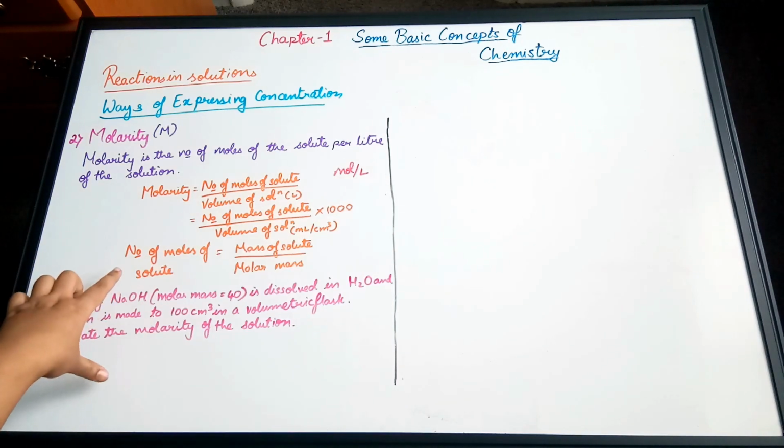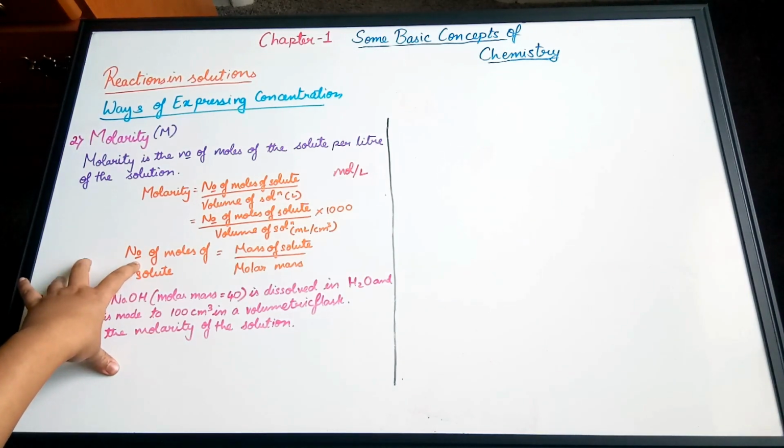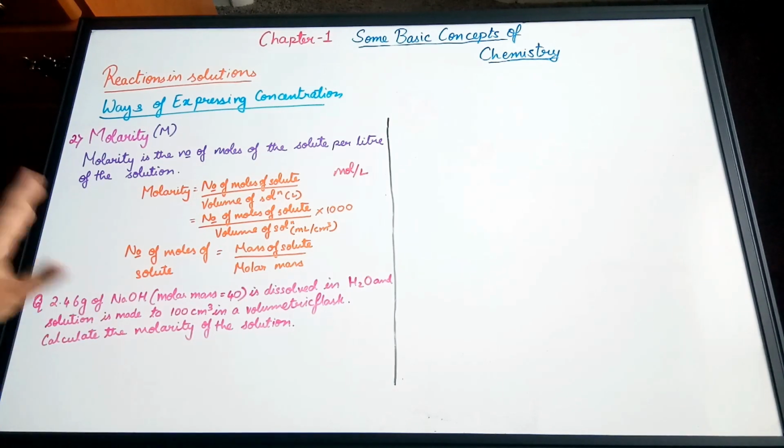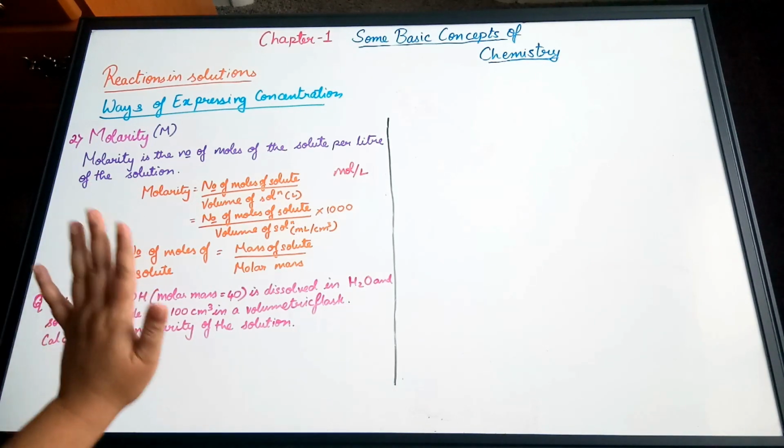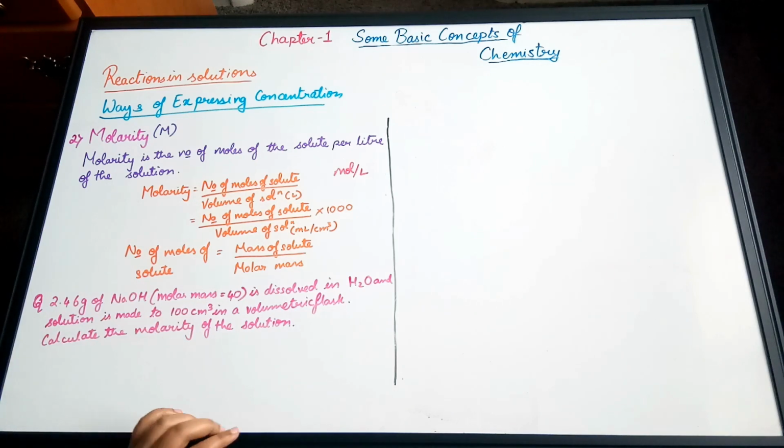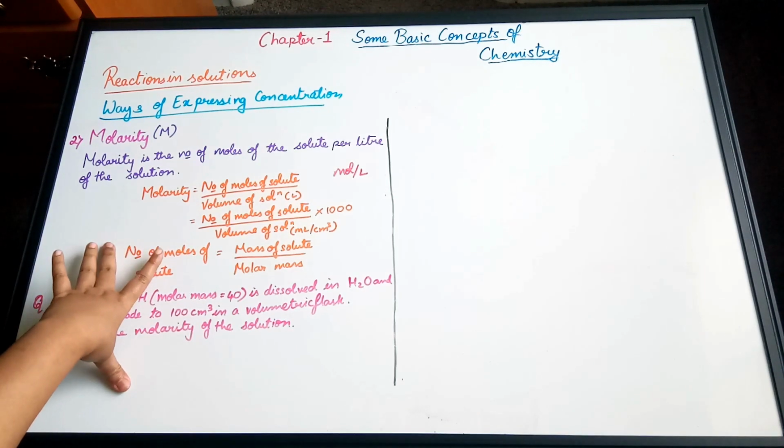So the number of moles of the solute can be calculated by using the formula mass of the solute divided by the molar mass. So molarity is the number of moles of a solute in 1 liter of the solution, and it is denoted as a capital M.